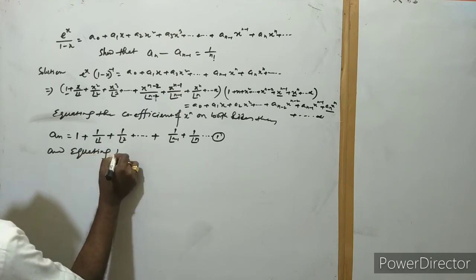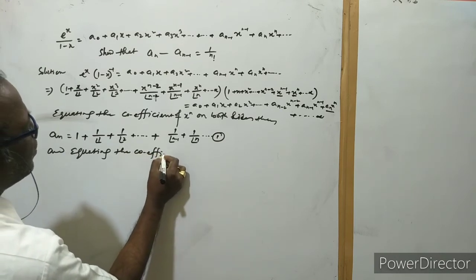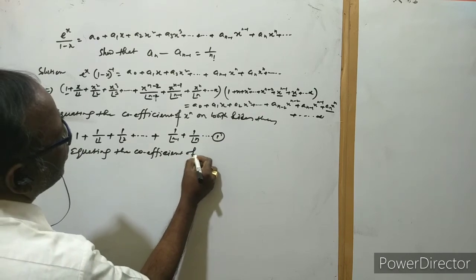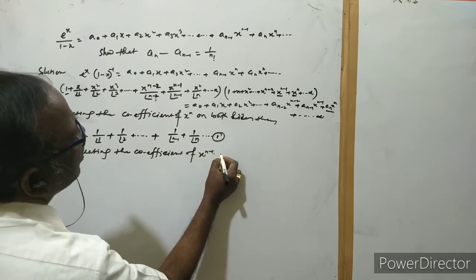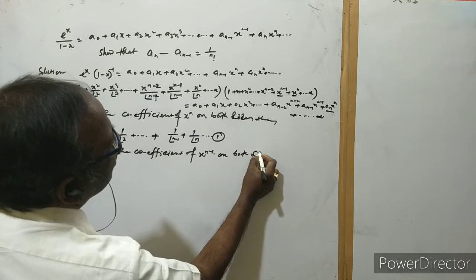equating the coefficient of x to the power n minus 1 on both sides.